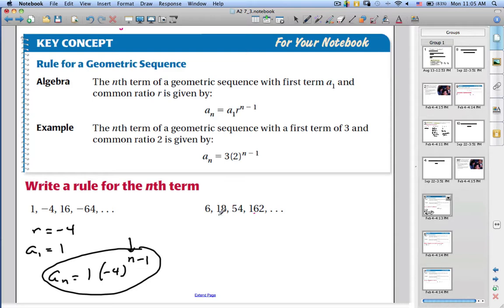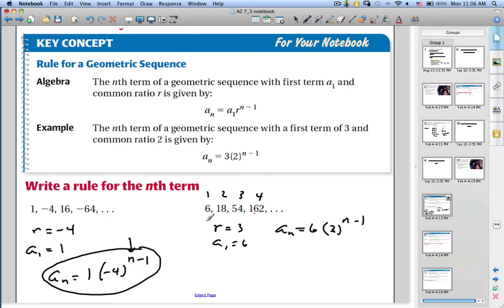Okay, if we look at another example of this, 18 divided by 6 is 3, 54 divided by 18 is 3, my common ratio is 3, and my first term is 6. So a sub n, any term, will be equal to 6 times 3 to the n minus 1 power. Again, if I wanted to check to make sure I had it correct, I would take the numbers 1, 2, 3, and 4, plug them in for n and simplify, and I should get these outputs. If I take 6 times 3 to the 1 minus 1 power, 1 minus 1 is 0, 3 to the 0 power is 1, times 6 is 6.